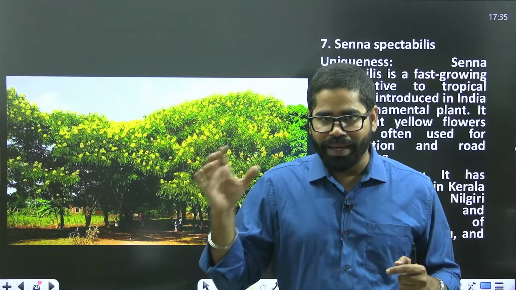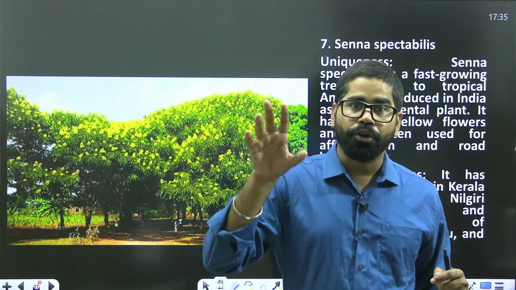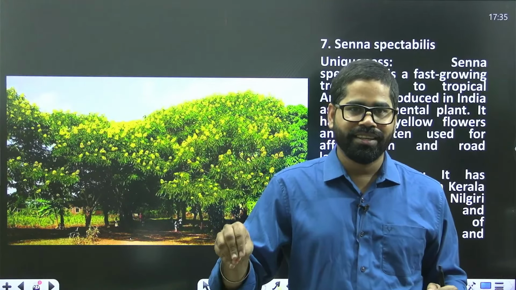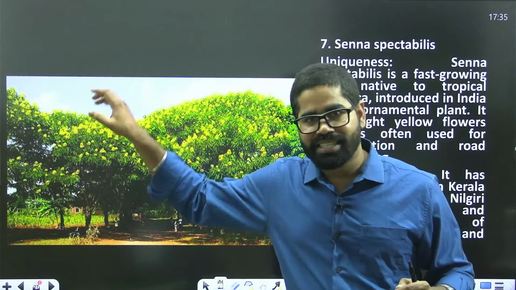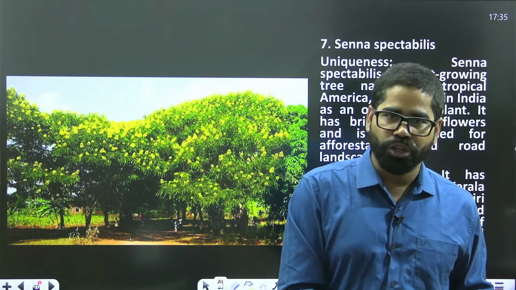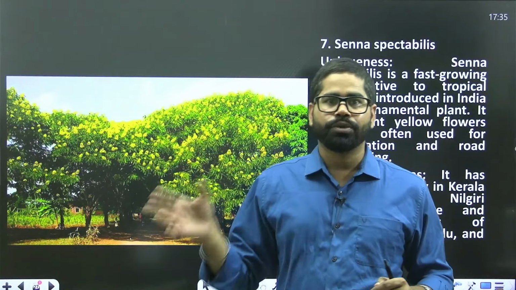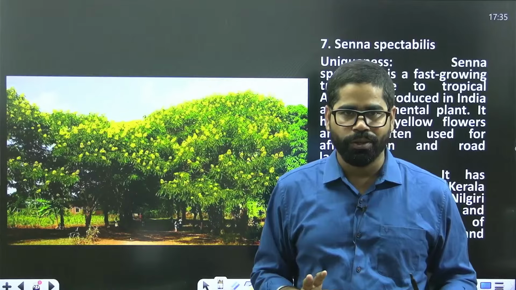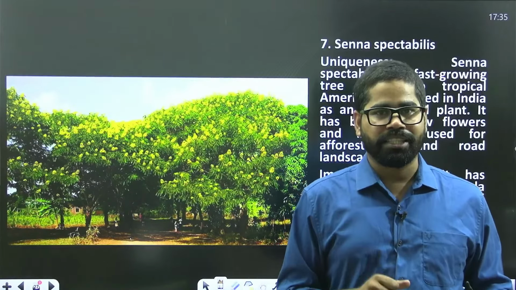So Senna spectabilis is another such prominent invasive species in the southern forest of India. It is causing harm to the human population, to the birds, and to other species in that area also. So that is Senna spectabilis.